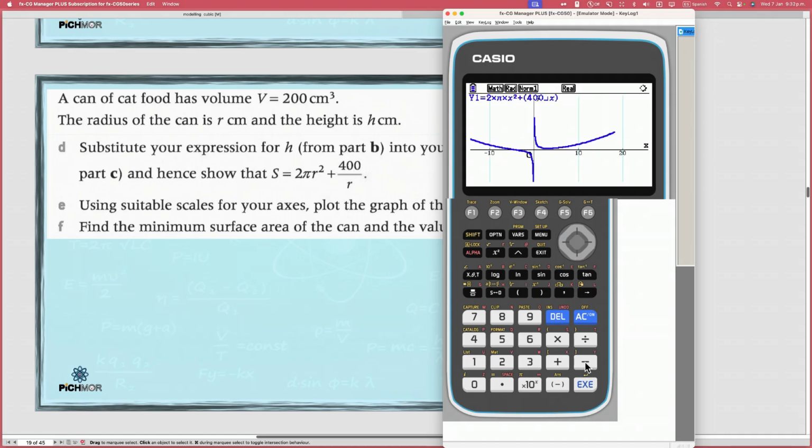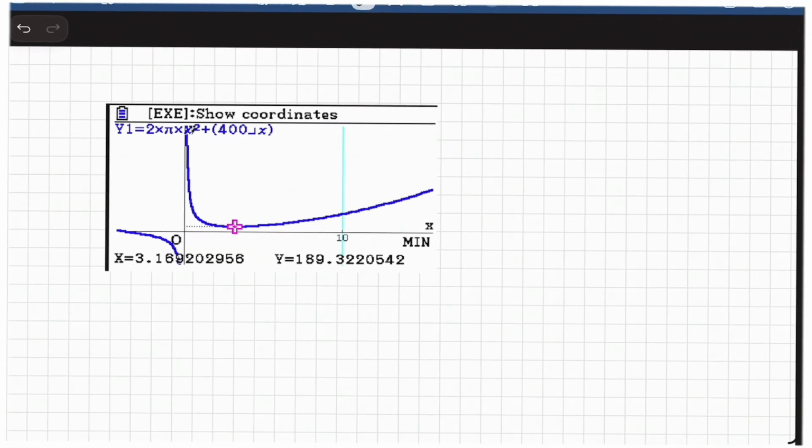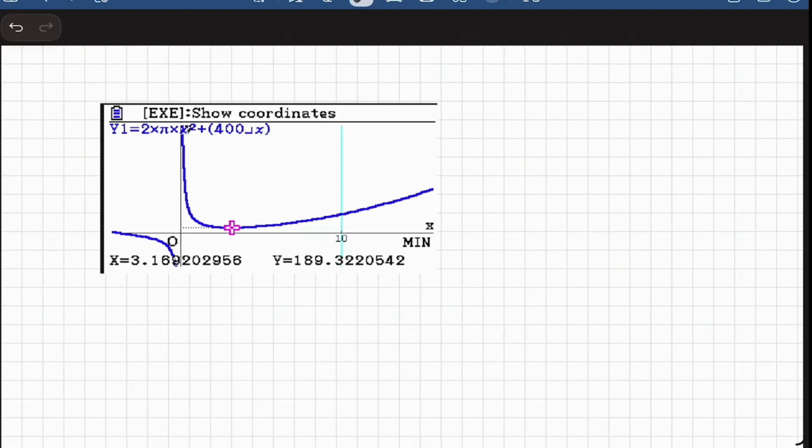Okay, once we have this, pay attention to that one. Let me zoom out. We don't mind about this section because this is negative. And remember, this graph represents surface area. We cannot have a negative surface area. So they are asking to find the minimum. So in order to find the minimum, easy peasy, we can use gsolve minimum. So now we have this. Let me copy this. So remember, the x is our r.